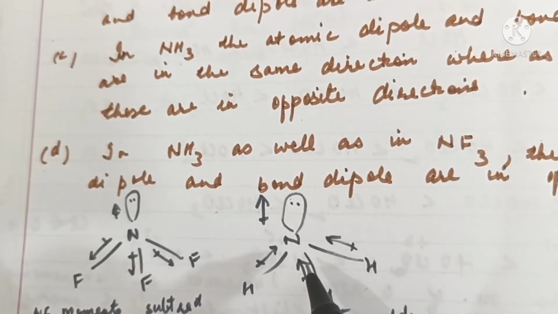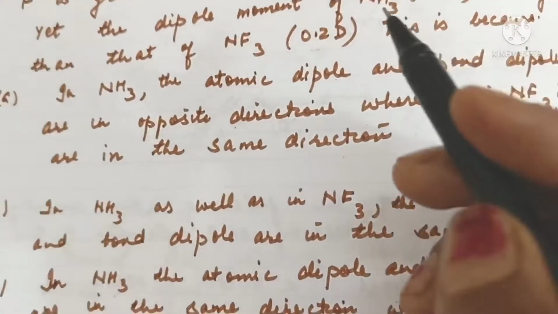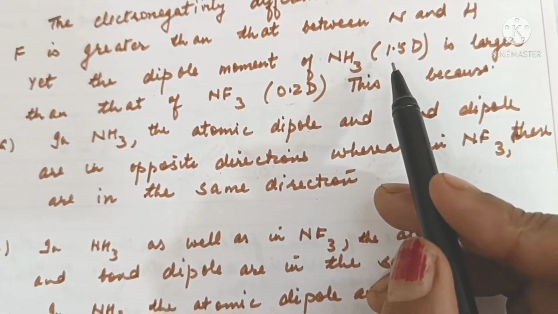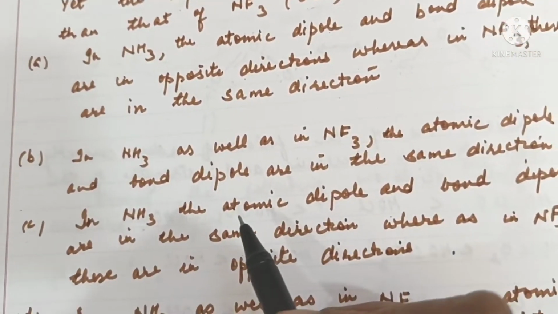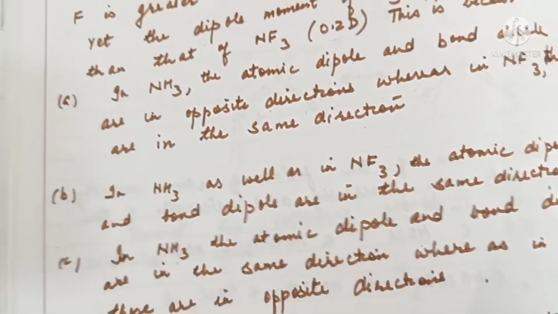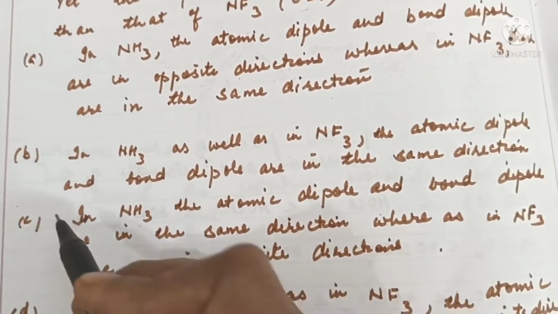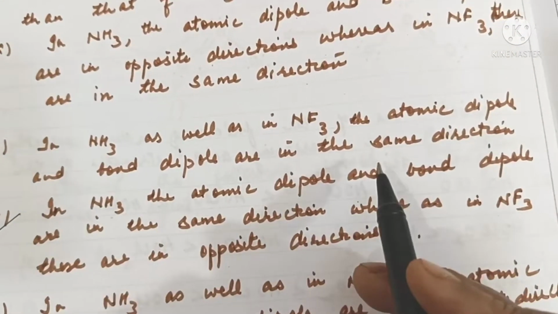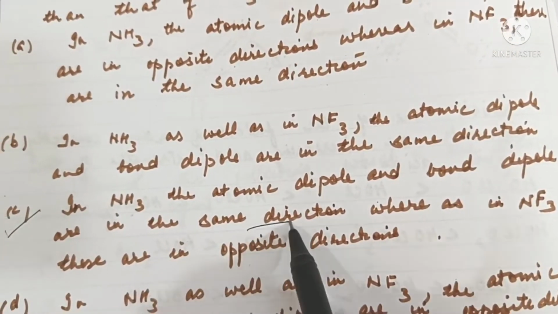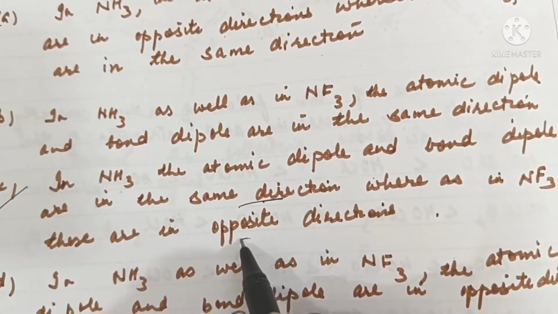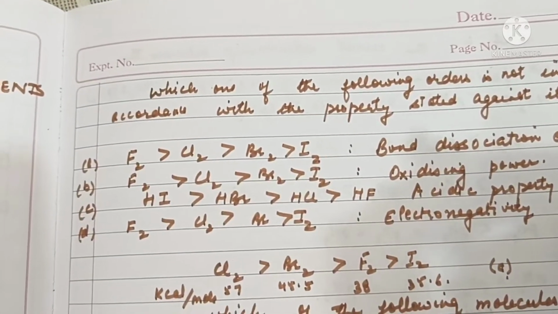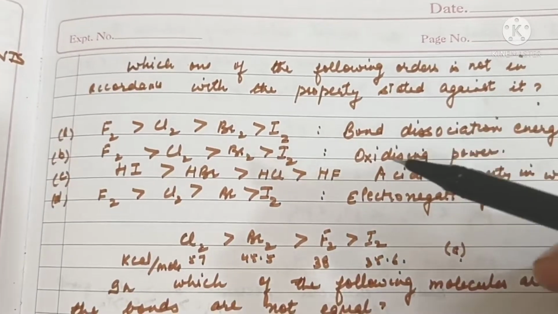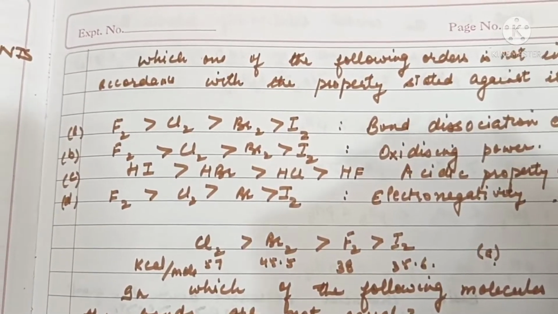big, and NH3 is more polar in nature and has higher dipole moment. So the option C, in NH3, atomic dipoles and bond dipoles are in same direction, whereas in NF3, these are in opposite direction, is the correct answer. Which one of the following orders is not in accordance with the property stated against it?